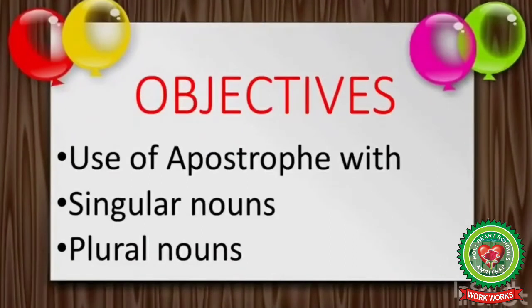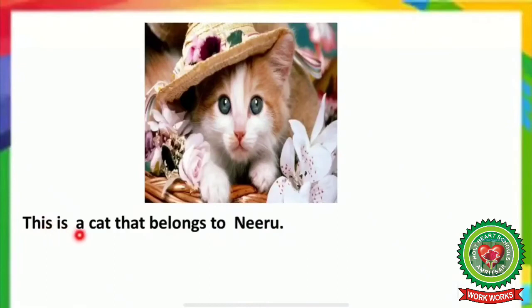Look at the first example. This is a cat that belongs to Neeru. Here students, cat shows possession towards Neeru. So it can be written as: this is Neeru's cat. With Neeru we have added apostrophe s.